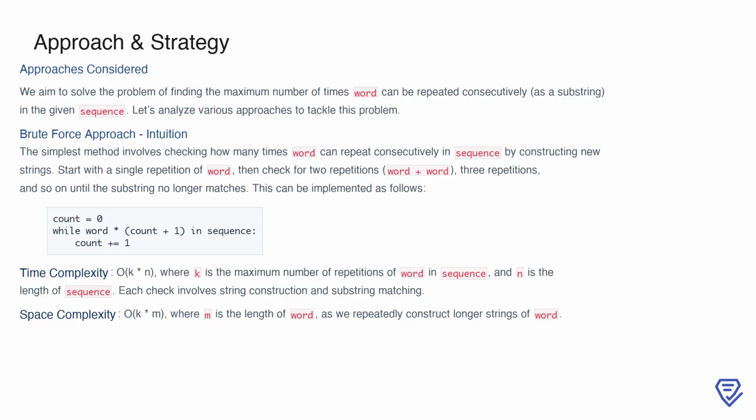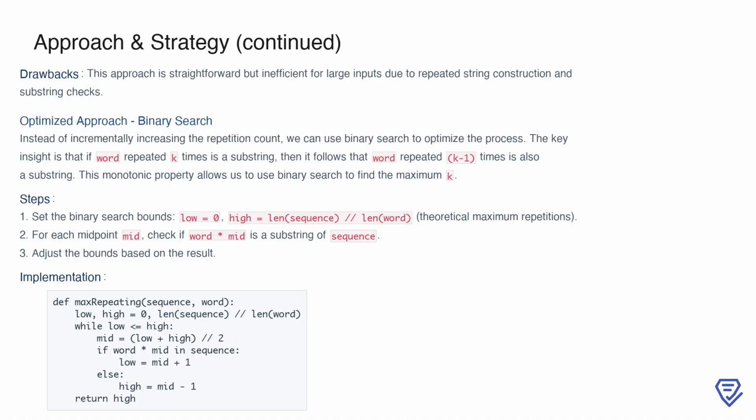However, the computational cost of this approach is significant. The time complexity is k*n, where k is the maximum number of repetitions and n is the length of the sequence, as each check involves constructing new strings and performing substring matching. Additionally, the space complexity is k*m, where m is the length of the word, due to the repeated creation of longer strings. While intuitive, this approach becomes inefficient for larger inputs. The brute force approach, despite its simplicity, has clear inefficiencies, particularly for large inputs, due to the repeated construction of strings and their corresponding substring checks.